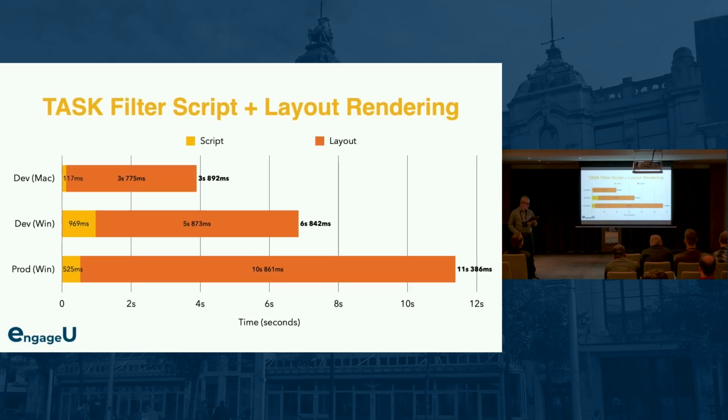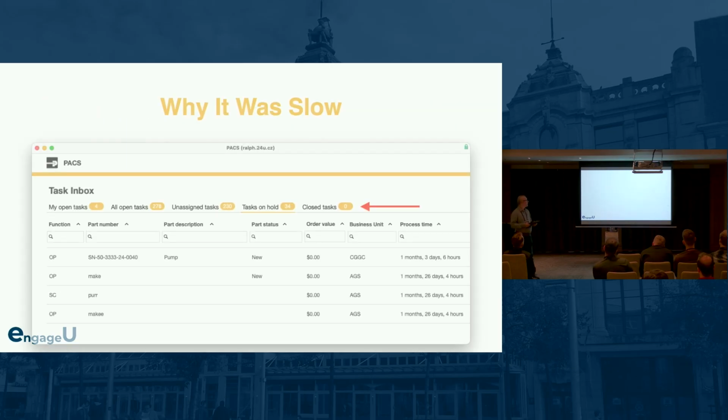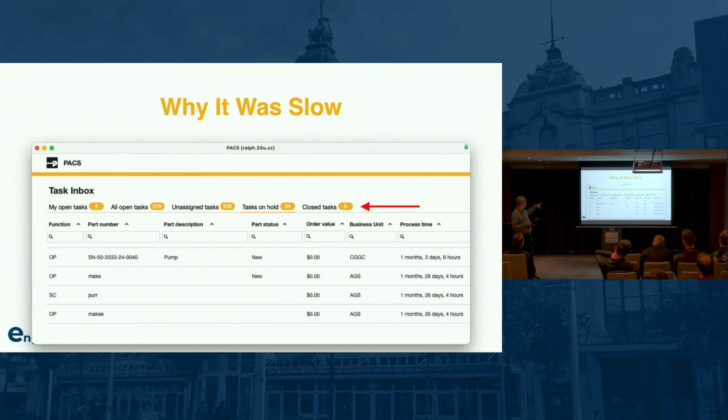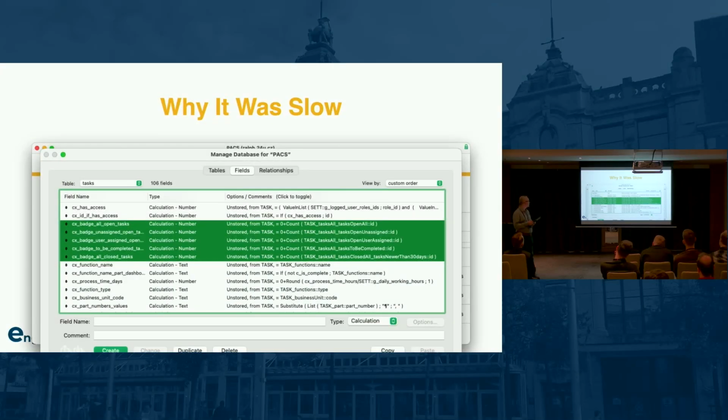So when we combine those two values, these times were on the script and layout combined together. As you can see here in the production on Windows, half a second to run the script and 10 seconds to render the layout. So we started examining the layout, and we discovered that the main reason for it was in the top. It was showing the number of tasks in each status by calculating them with unstored calculations based on a two-way relationship.